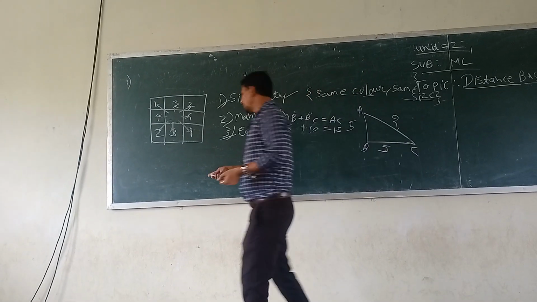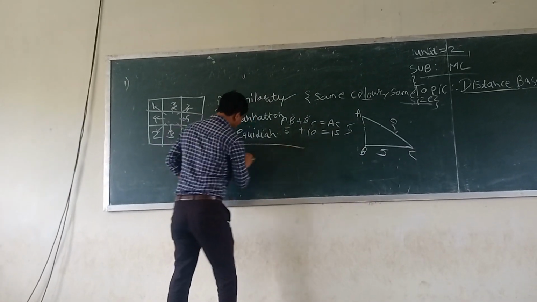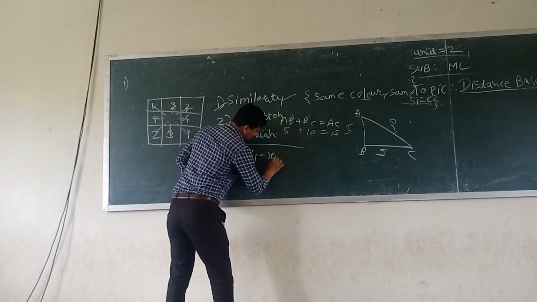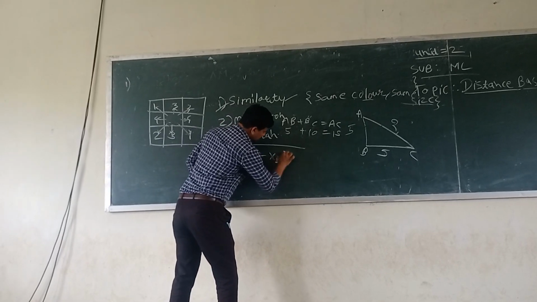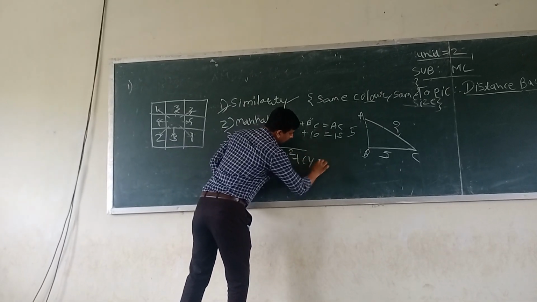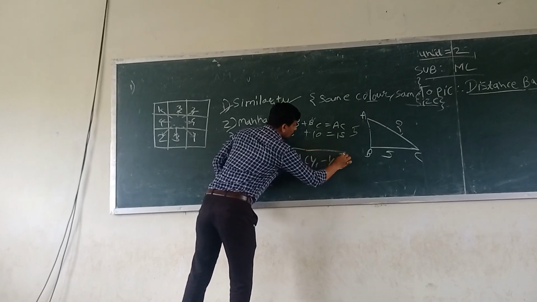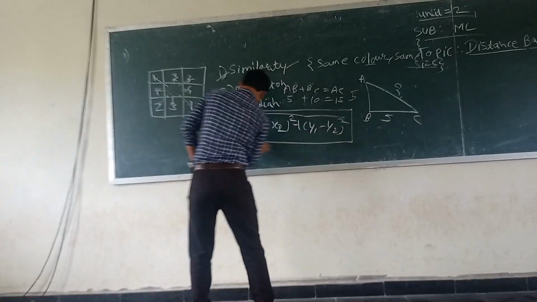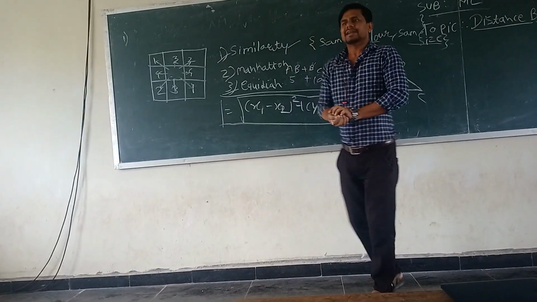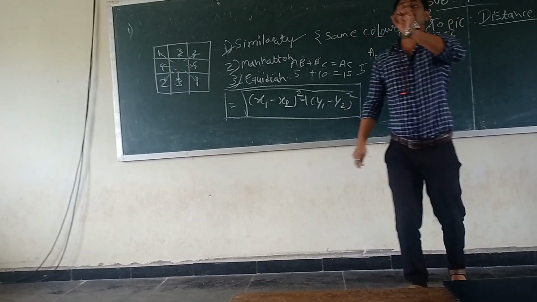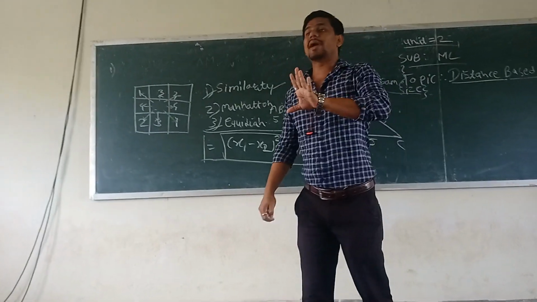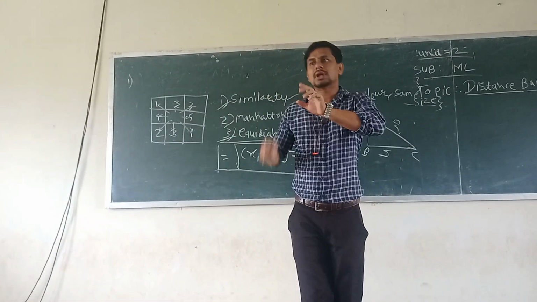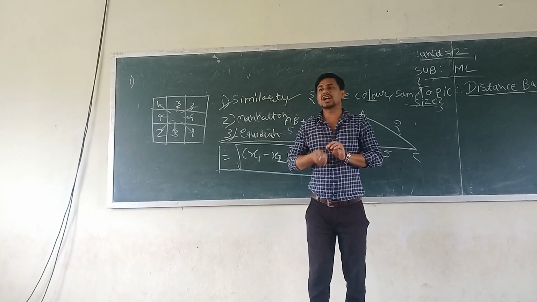If you want to find the equivalent distance, we have a formula: (x1 minus x2) whole square plus (y1 minus y2) whole square. Okay, then one more thing. In equivalent distance, what are we finding? We are finding the probability between two nodes.